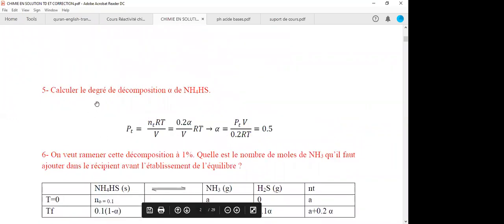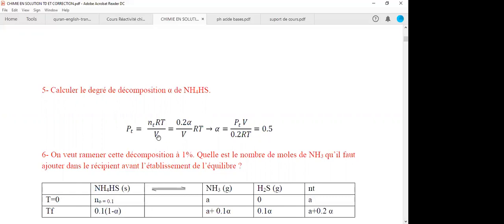So calculate the degree of decomposition alpha. How can we calculate the degree of decomposition of alpha? Here we have been given the total pressure, we have found it. So we can just use the perfect gas equation. The perfect gas equation says that total pressure times volume is equal to total number of moles times R times T. So we make total pressure the subject of the formula, meaning we're going to have total number of moles times R times T over volume.